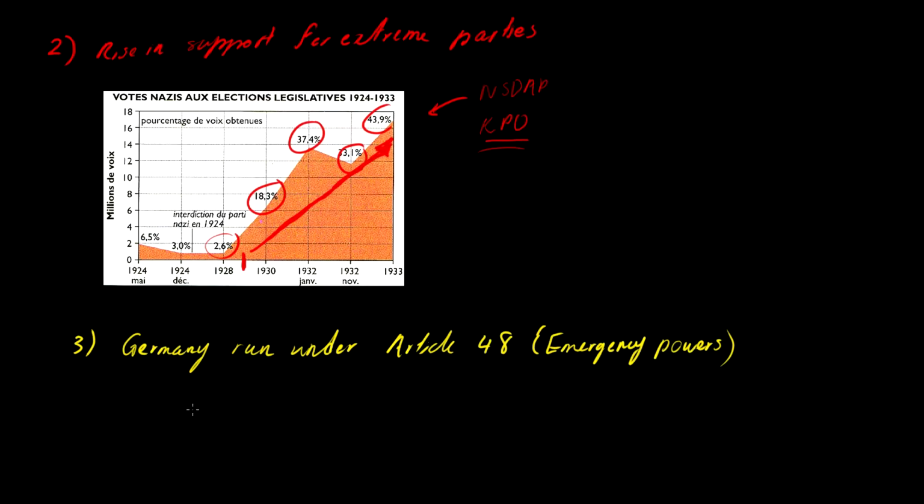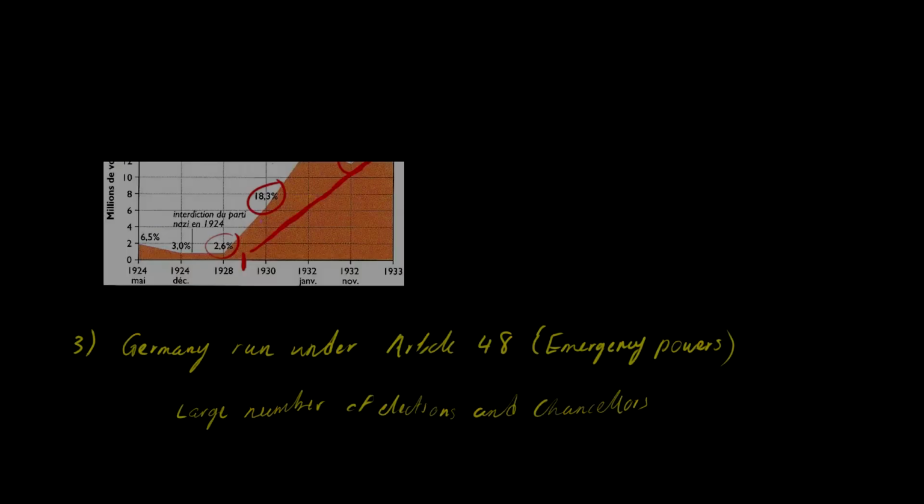There was a large number of elections and chancellors, so it was inefficient. The Reichstag was going crazy. Large number of elections as well as chancellors. There were new chancellors all the time. As we've seen, there were 14 of them.